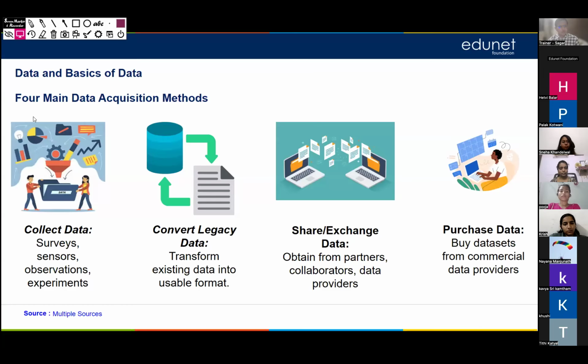Right now, since we have to close, and this is a very easy thing: collect data through surveys, sensors, observations, experiments. Survey forms you might have filled in your school or your college days. Legacy data is technically translating an older version of data into the newer or the more used version of data. Last is share exchange data, maybe from your partners, collaborators, data providers. And last is you can buy data sets also. That again depends on company to company.